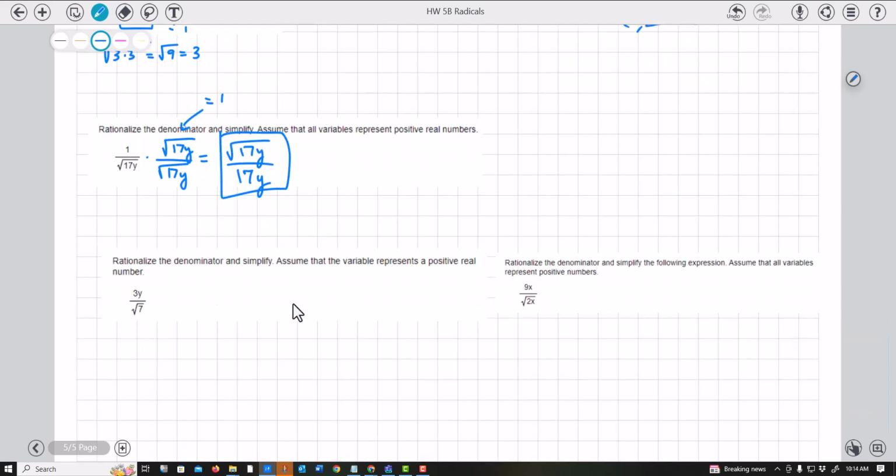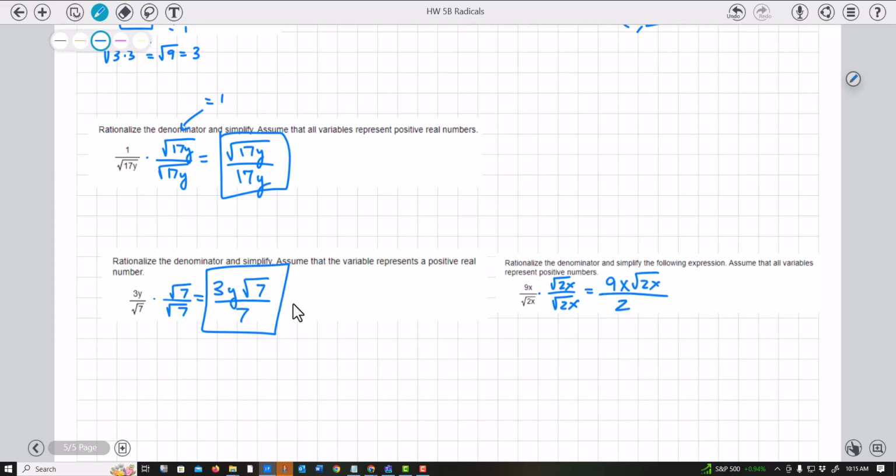Next one, I have a square root of 7. So that looks like that's going to be 3y square roots of 7 over 7. Pretty easy so far. And then here, I'm going to have the square root of 2x, the square root of 2x. So 9x square root of 2x over 2x. Oh, look at that. I could cancel. So I have 9 square roots of 2x then over 2.